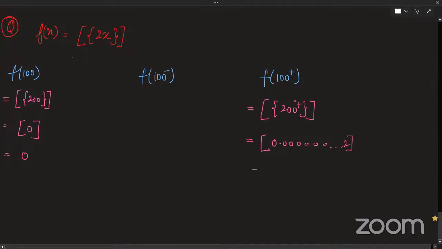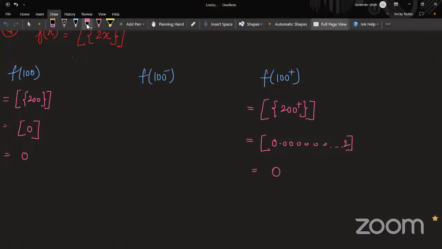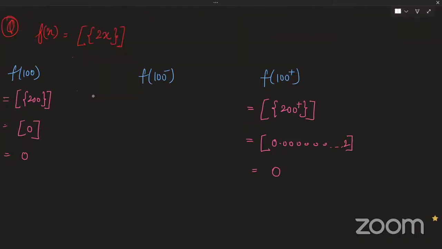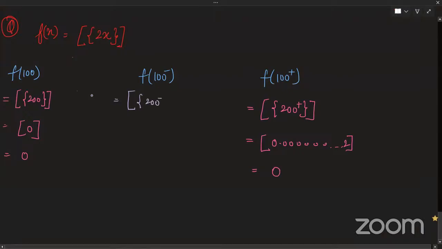So what will be the GIF of such a number? What will be the greatest integer function? 0, correct. Now let us look clearly at the middle part. So it is 100 minus. So can I say it will be 200 minus, right? Yes.